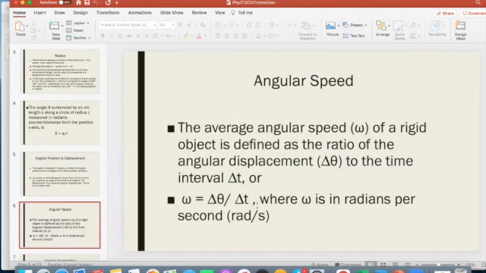All right, on to angular speed. Angular speed is the ratio of angular displacement, which is our change in theta, so our final angle minus our initial angle, over the change in time, so our final time minus the initial time. For angular speed, the SI unit is radians per second.